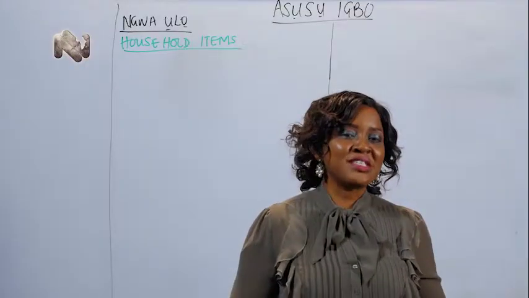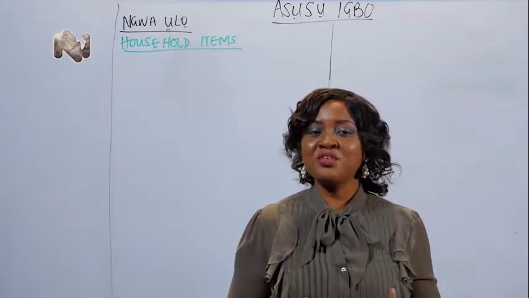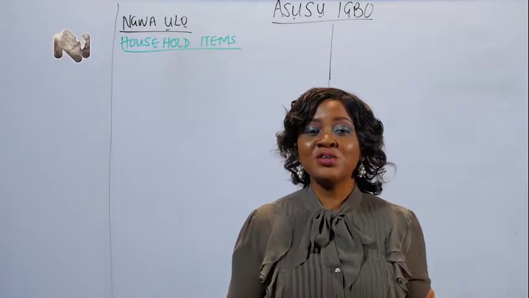Welcome back. We are starting today with household items. What do we call TV in Igbo language? It's called ihe onyonyo. That sounds funny, right? Ihe onyonyo. Television means ihe onyonyo. And radio in Igbo is called igwe okwu. Igwe okwu.